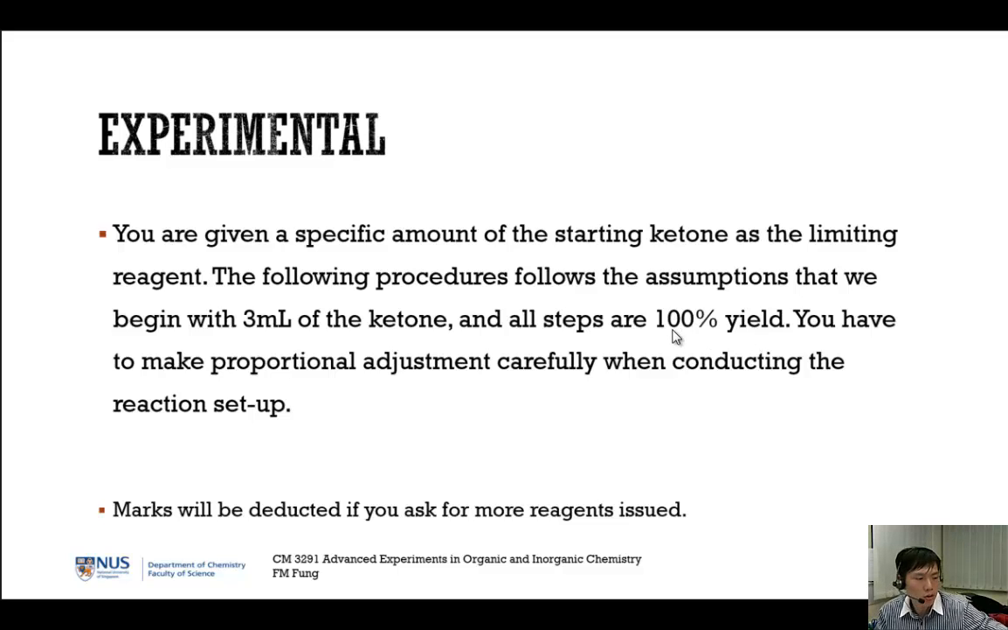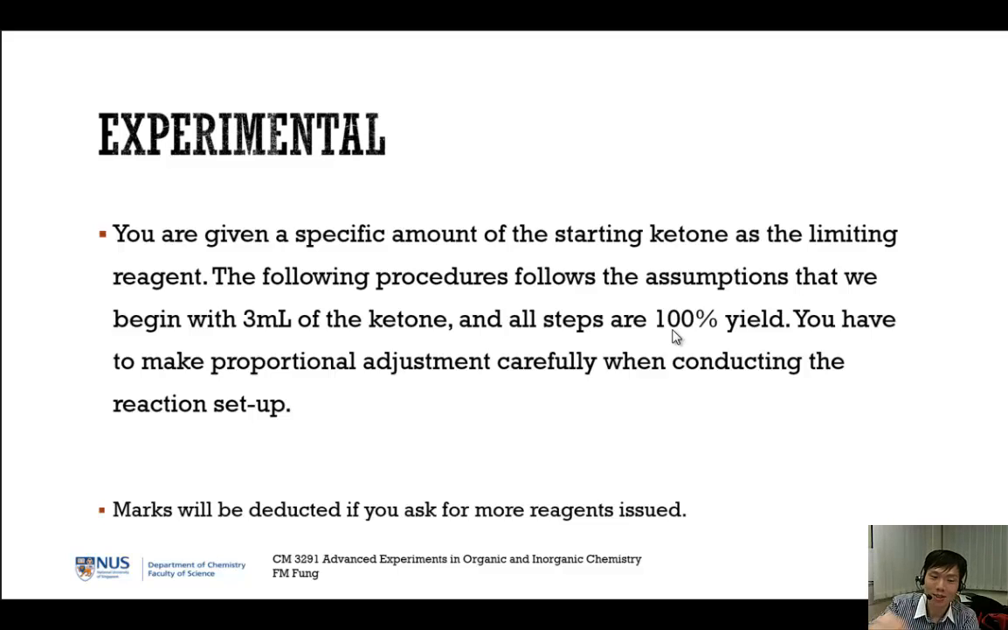What I mean is, if you take a look at the lab manual, the first step says dissolve 3 ml of the p-isobutyl acetophenone. And then in the next step, to make the next intermediate called 1-chloro-1-(4-isobutylphenyl)ethane, this is assuming that what we got from the first step is 100% yield. Take note of that.